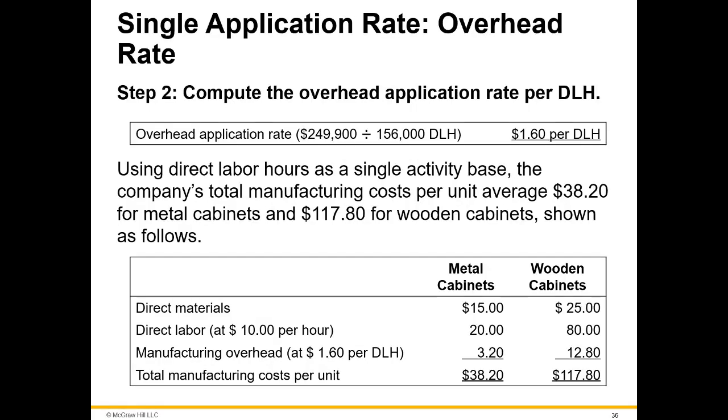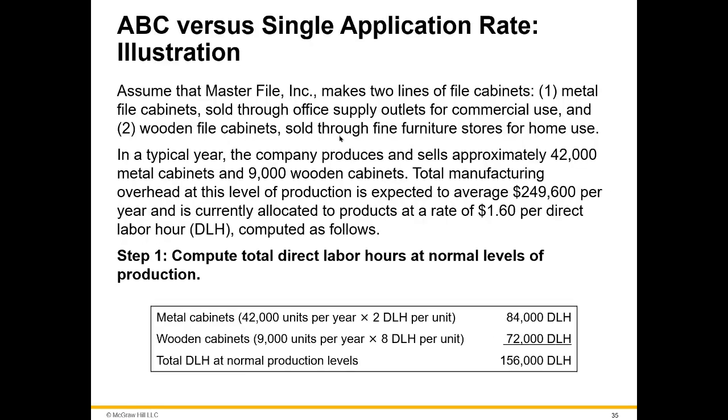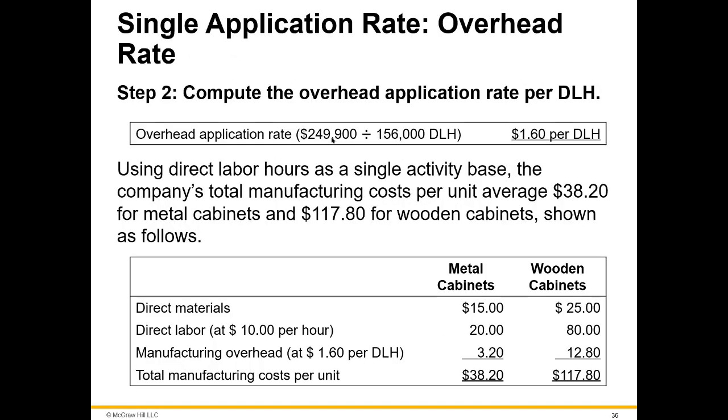Okay, so we've decided the rate is $1.60 per direct labor hour. That's consistent with this, $1.60. We have 249,900 as our estimated level of overhead, and 156,000 is our estimated number of direct labor hours. And so using a single base, we're going to apply this based on how many direct labor hours we use. So the metal cabinets, we said we're using 2.